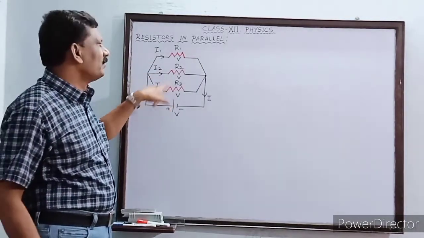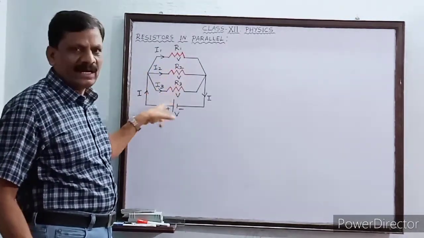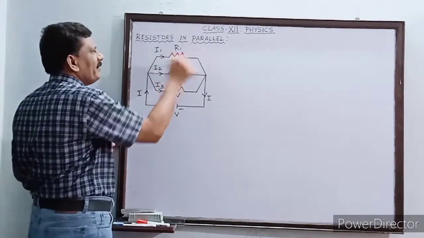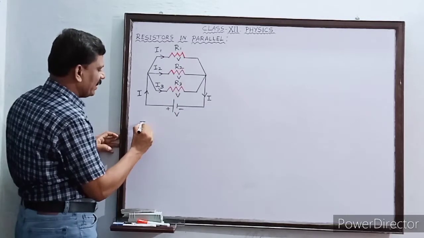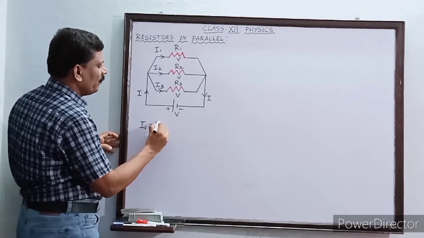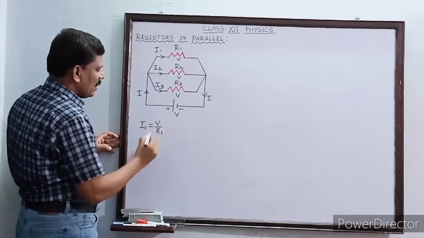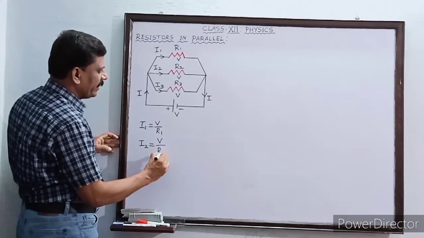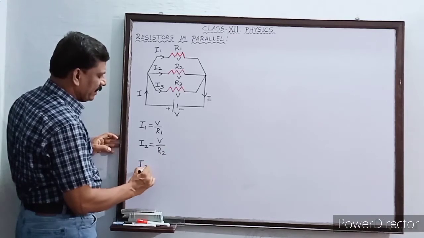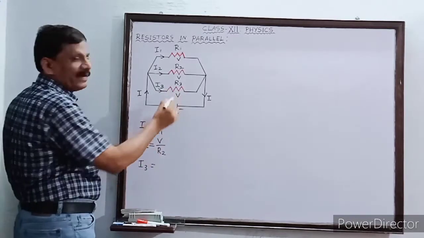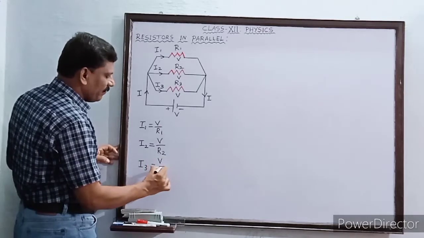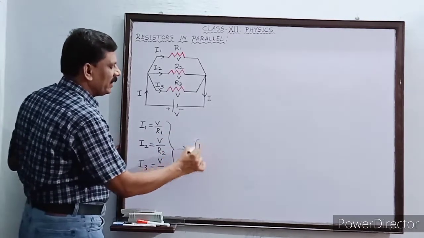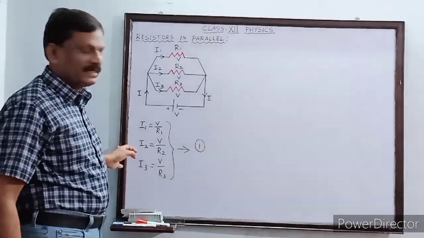I am going to apply Ohm's law for each branch of the circuit. Applying Ohm's law to the first branch, I find that the current I1 is equal to V by R1, the current I2 is equal to V divided by R2, and the current I3 must be equal to V divided by R3. The set of these equations can be called equation 1, step 1.